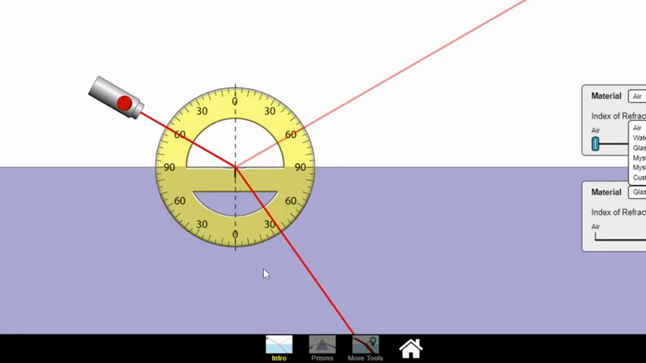In other words, will it bend more in the water than it does in the glass? Or will this light beam get farther from the normal? In other words, will it bend less in the water than it does in the glass? So is it going to bend more in the water and this light beam gets closer to the normal? Or is it going to bend less in the water and this light beam gets farther away from the normal?